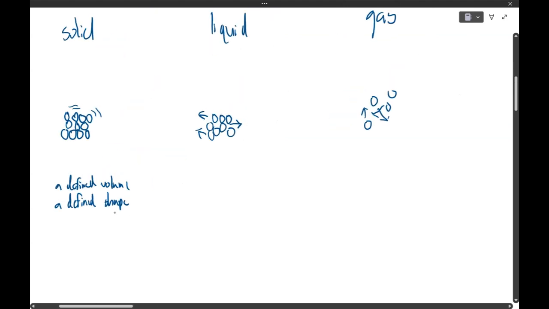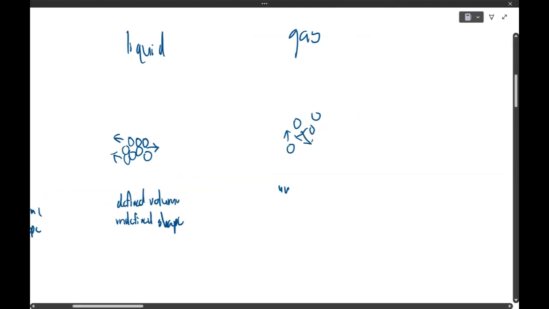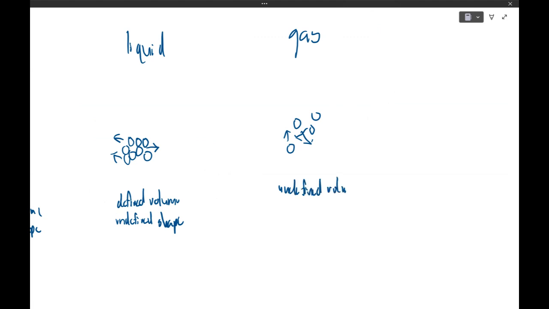Now a liquid is going to have defined volume, but it's going to have undefined shape. So you can think about it as when you pour water into a cup, it turns into the shape that fits in the cup. It doesn't stay in the same block it was. And for gas, it's undefined volume. So a gas tends to spread out as far as it can, and undefined shape.